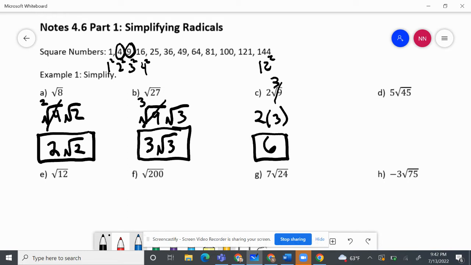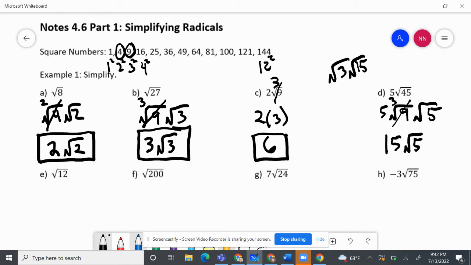Now, for letter D, 45. We need to think of numbers that give us 45. We don't want to use 3 and 15 because we don't know the square root of either one. What we want would be 9 and 5. And the reason why is because the square root of 9 is 3. Now, since there's already a 5 in the front, what we're going to do is multiply those numbers. 5 times 3 gives us 15. And then we have the square root of 5.